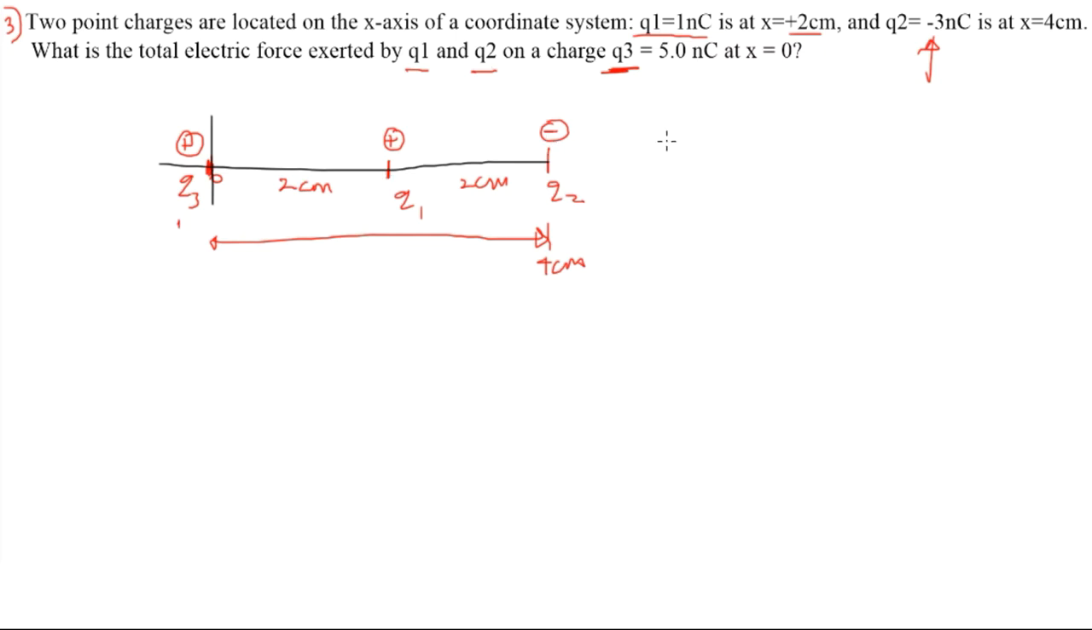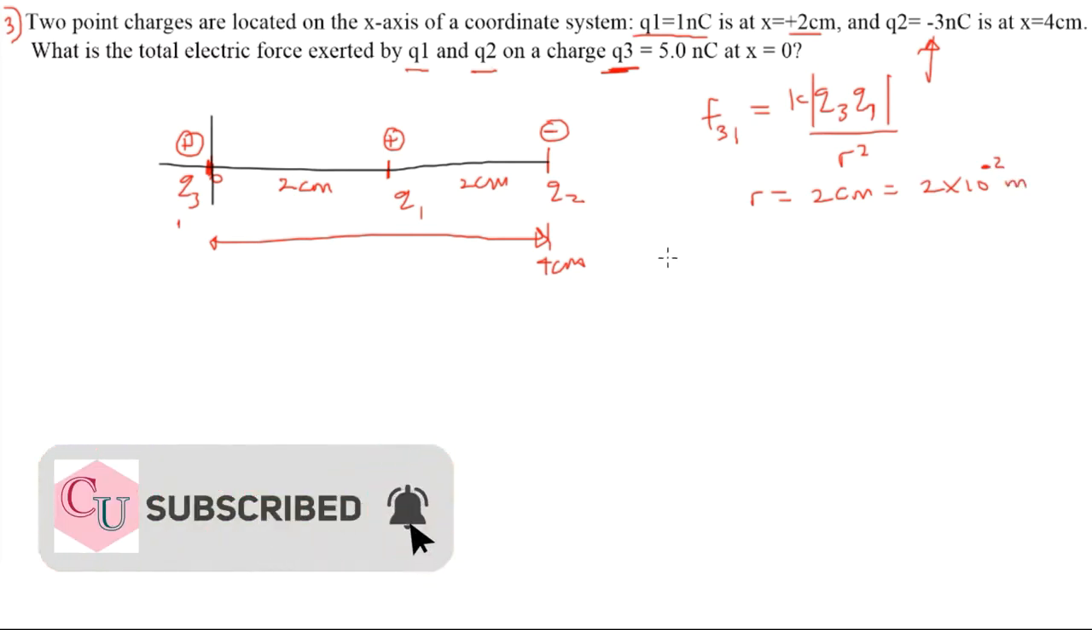Now, to find the magnitude of the force that Q3 will feel due to Q1, that will be equal to K Q3 Q1 over R squared. That is, the force now is between charge Q1 and Q3. The distance of their separation is 2 centimeter, which must be converted to meters, and centi means 10^-2. Okay, now let's just solve.